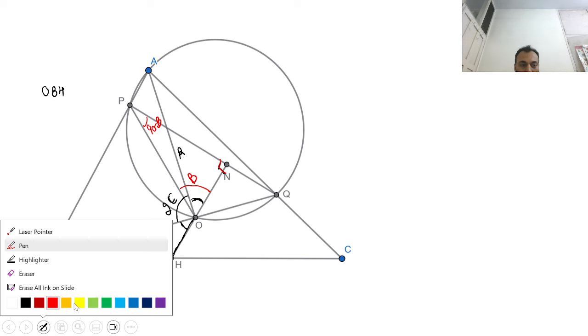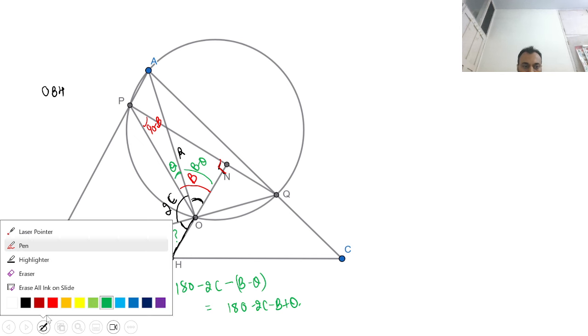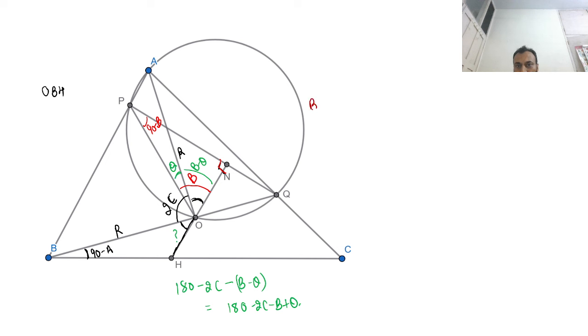So if we assume that this angle is theta, then this part of the angle is B minus theta. Then what should be this angle? 180 minus 2C minus B minus theta. So it is 180 minus 2C minus B plus theta. We can simplify it: B plus C we can write as 180 minus A.